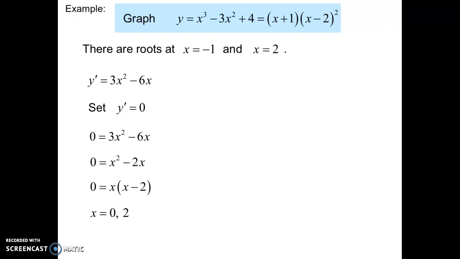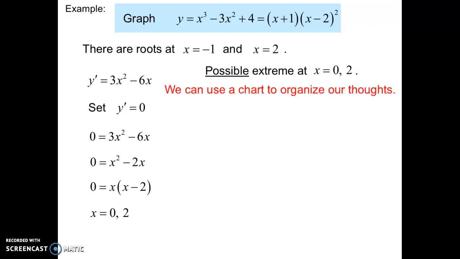They are locations of possible points of maximums or minimum points, possible points of extremes. So we possibly have an extreme at x equals 0 and x equals 2. And because this function is defined on the domain interval from negative infinity to infinity, we will only have local extremes here. We will not have global extremes. So what we do is we organize our thoughts into some sort of a chart. So we make a chart. And we do the first derivative test here.